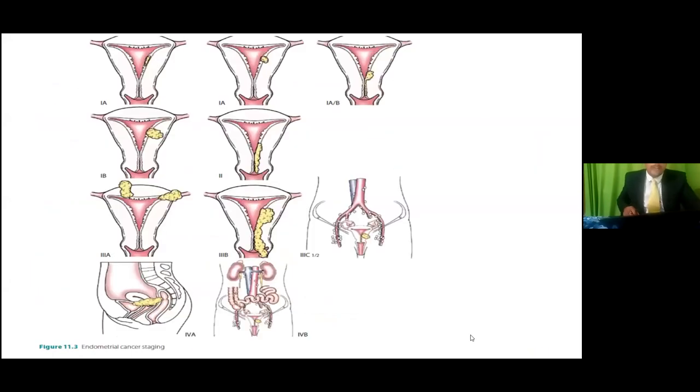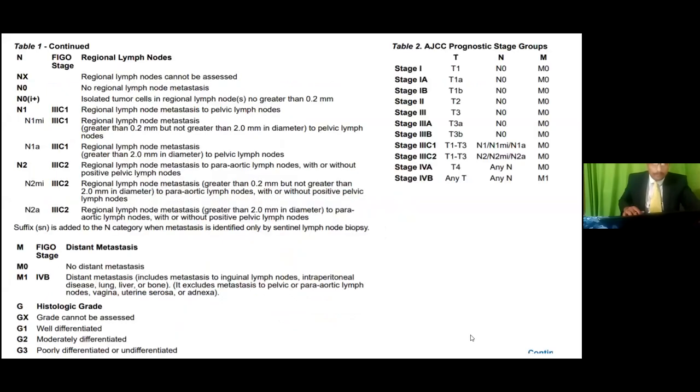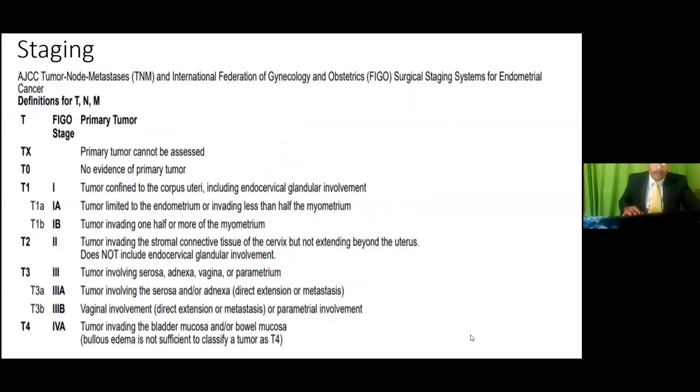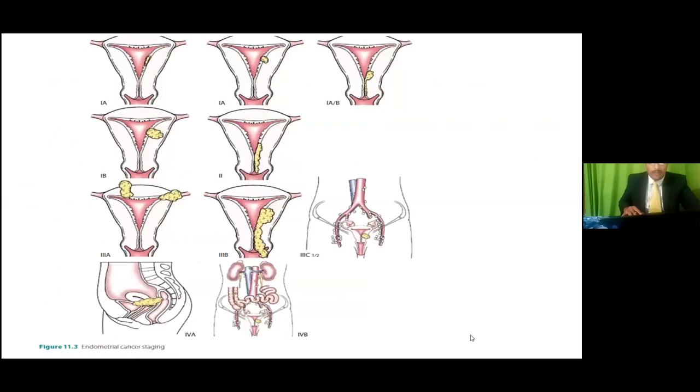So here we can see the one in which the tumor is confined to the endometrium, or invading less than 50% of the myometrium. In the 1B, it will be invading more than one half of the myometrium. So you can see in the 1B, it is invading more than half of the myometrium.